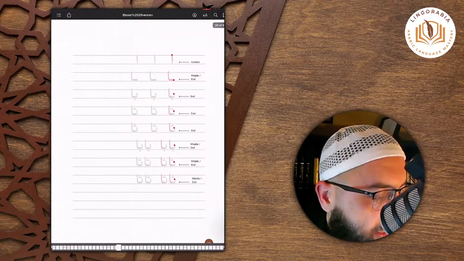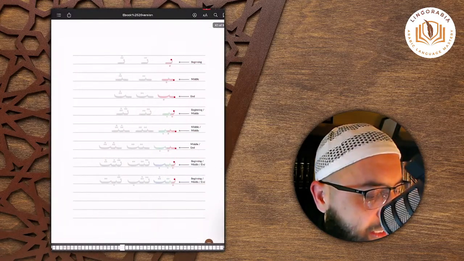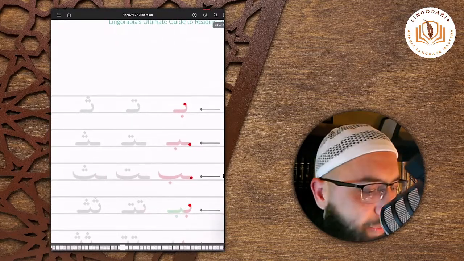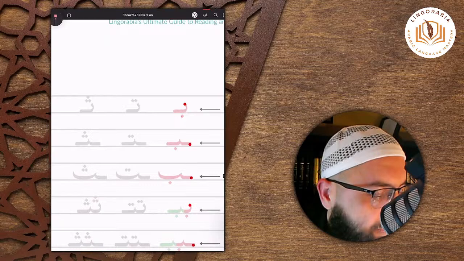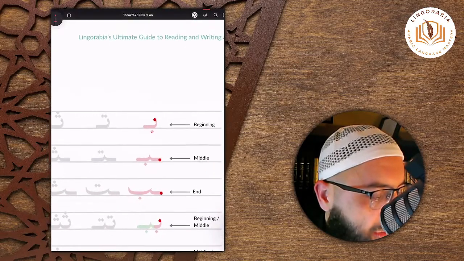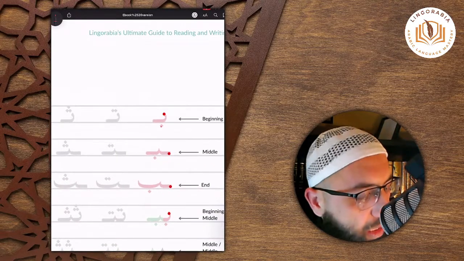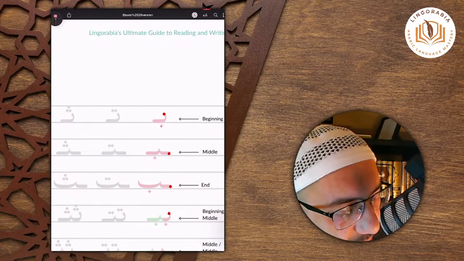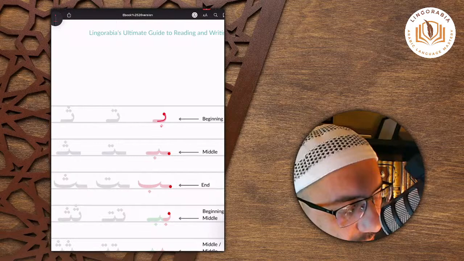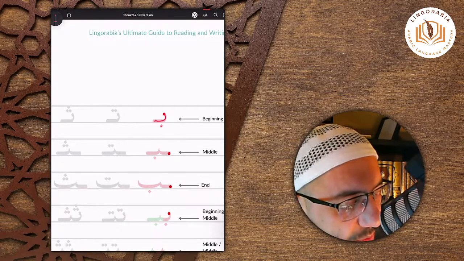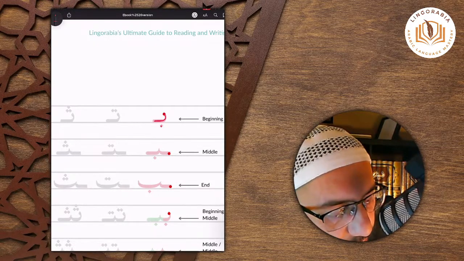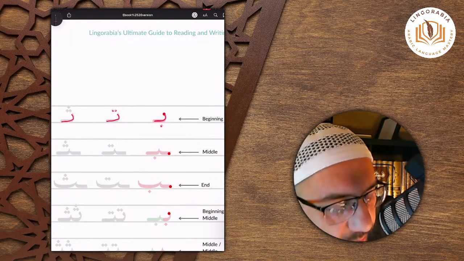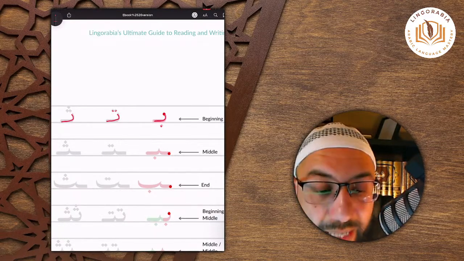Okay, this is the next group of letters, the letter ba. Okay, the letter ba, guys. Now, you start the ba here at the dot. You carry on. This is how you write it in the beginning. So you start here, you go down, and then you go here. That's how you write it in the beginning.